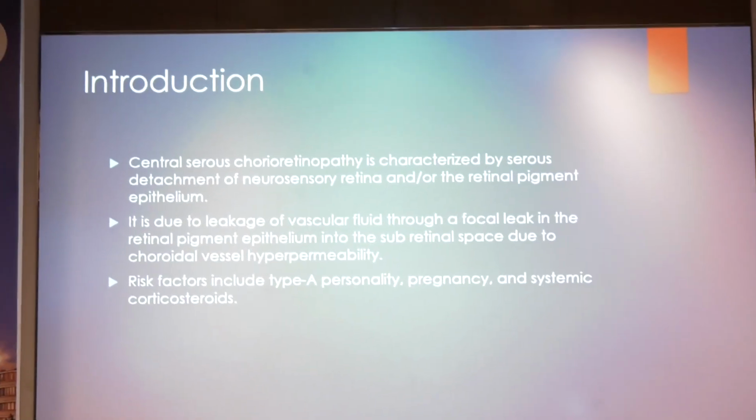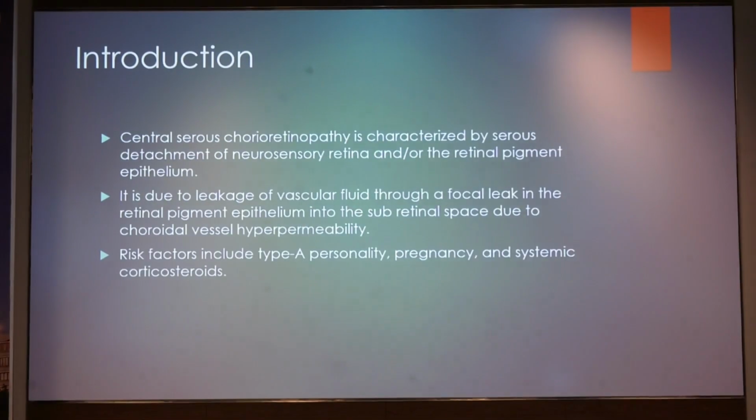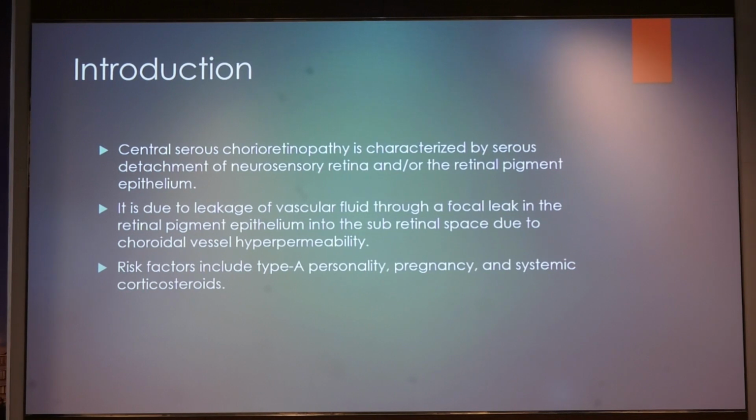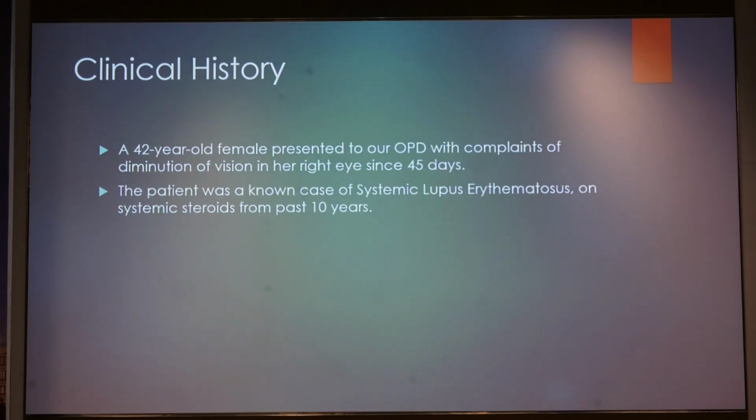Good morning, everyone. Today I'm presenting a case report, the 3S in a patient with chronic central serous chorioretinopathy. Central serous chorioretinopathy is characterized by serous detachment of the neurosensory retina and/or the retinal pigment epithelium. It is due to leakage of fluid through a focal leak in the retinal pigment epithelium into the subretinal space due to choroidal vessel hyperpermeability. Risk factors include type A personality, pregnancy, and systemic corticosteroids.